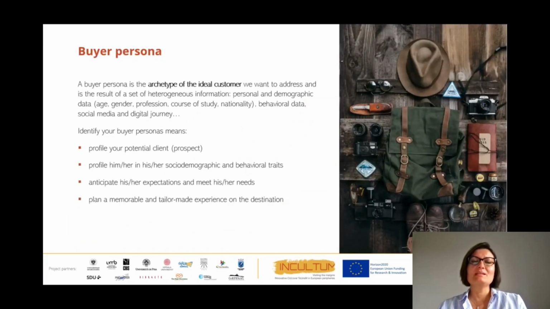Once you've segmented the market, you have to choose your target market. A way of summarizing the characteristics and needs of your potential customer is to profile him or her as a buyer persona. A buyer persona is the archetype of the ideal customer we want to address and is a result of a set of heterogeneous information.